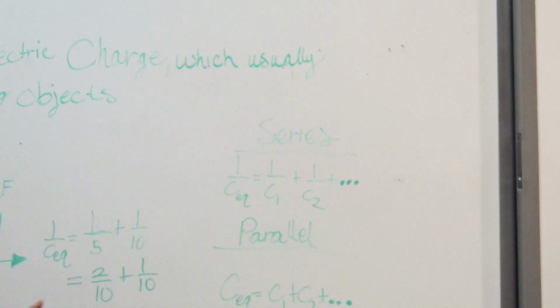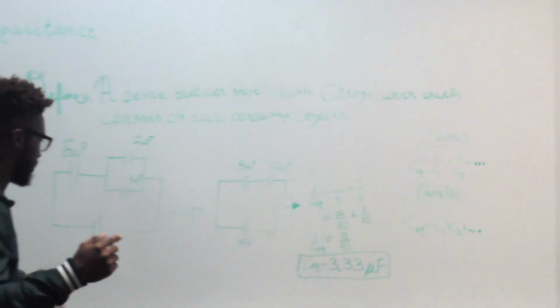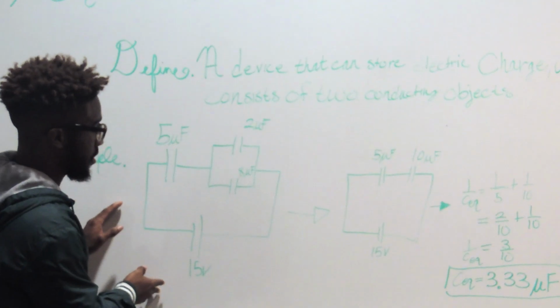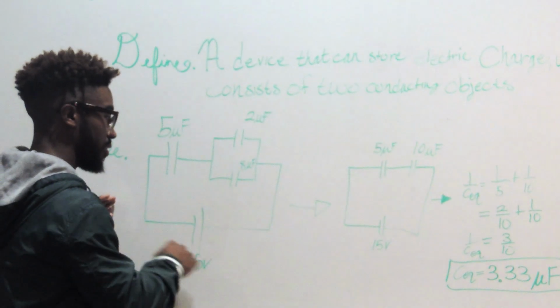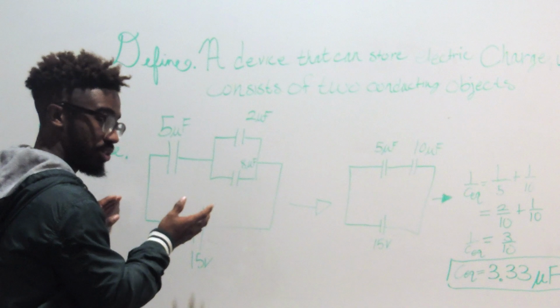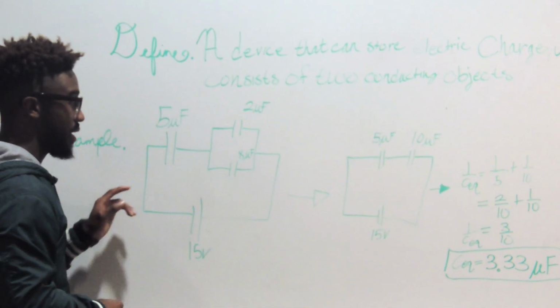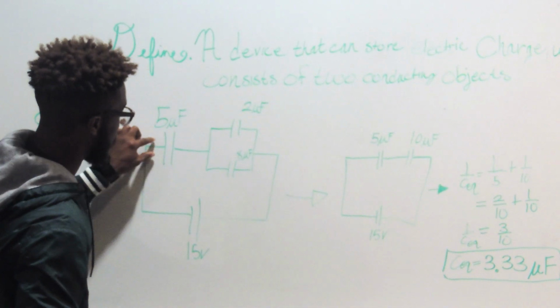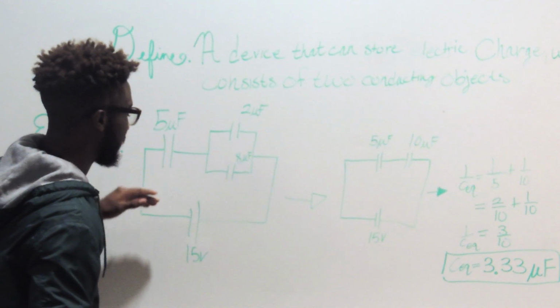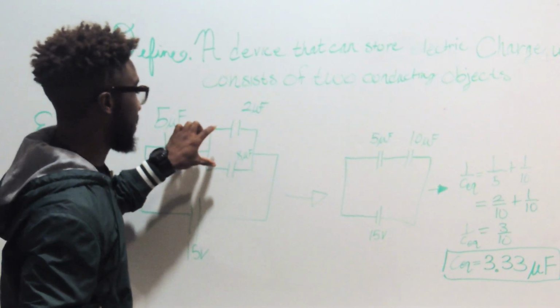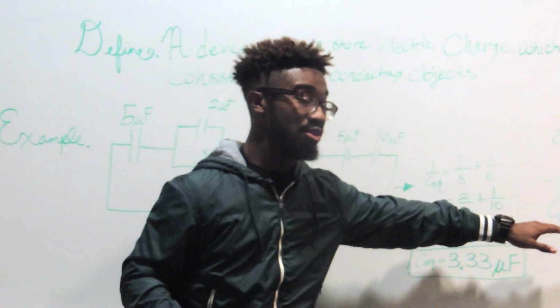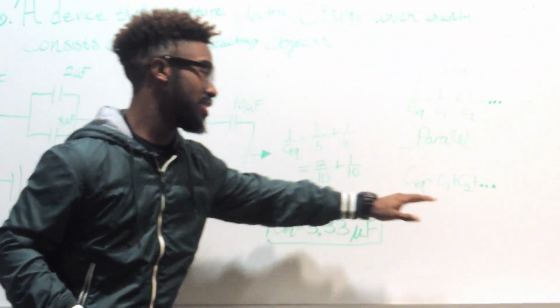So basically, let me show you something. This right here is how a mixed circuit would be drawn out with capacitors. Here you have your parallel circuit, and here you have somewhat of a series circuit. With your parallel circuit, you can go back to your equation, and you just add them up.